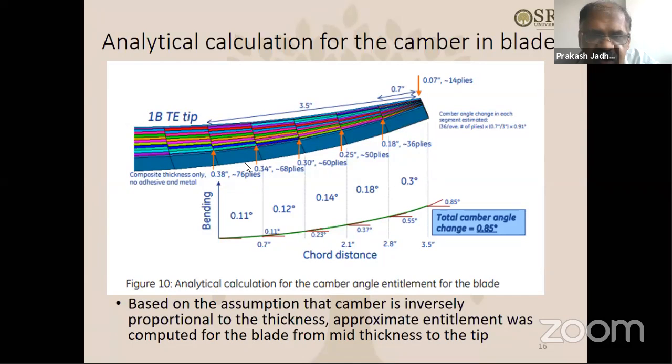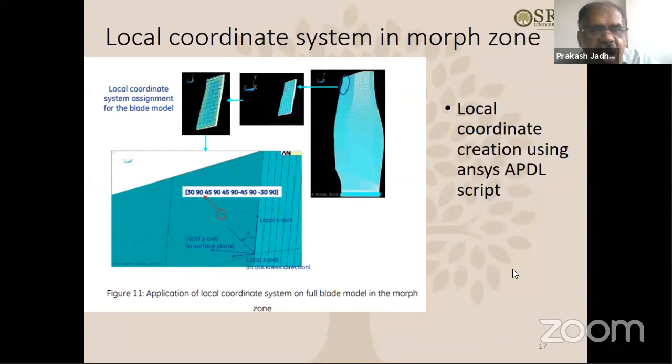So we tried to find the change in angle, and finally found that it could give us maybe 0.85 degree angle change. That is the camber change. Because camber is inversely proportional to thickness, the approximate camber change for the whole blade was computed for the blade from mid thickness to tip. So as you can see, the number of plies are increasing step by step, and it could go to 80 plies here, starting from 14 plies.